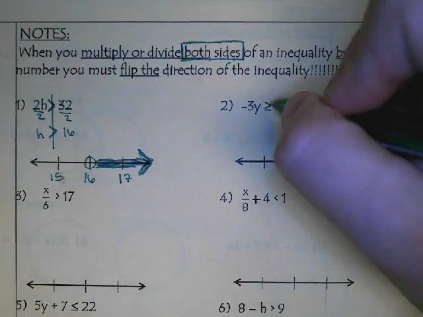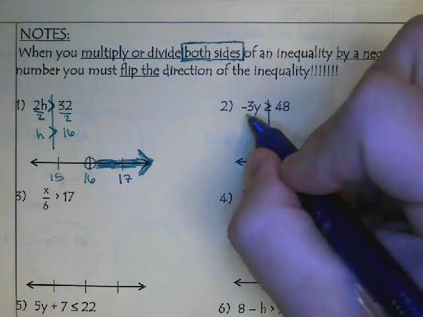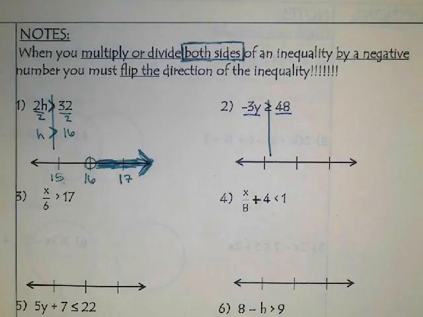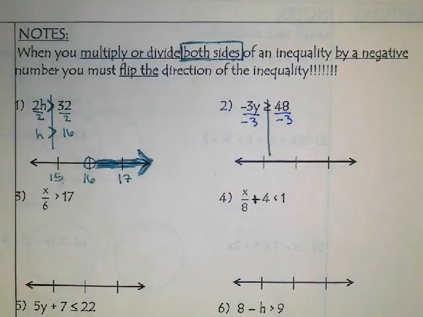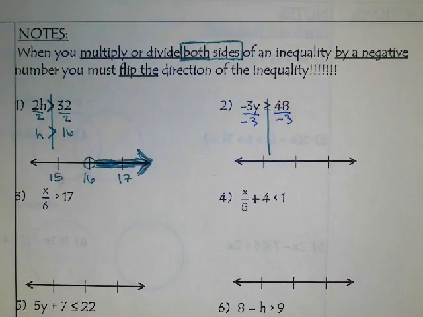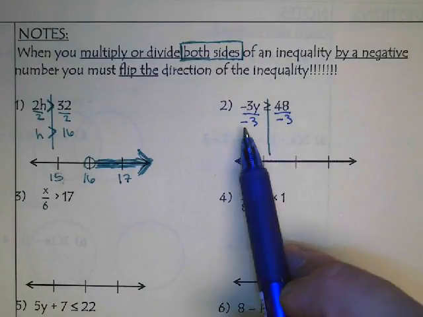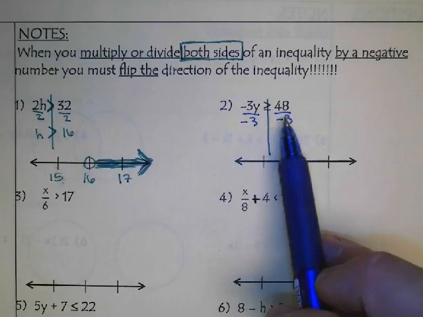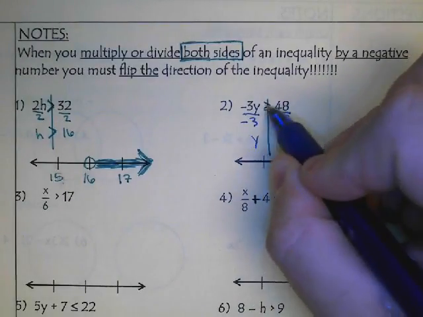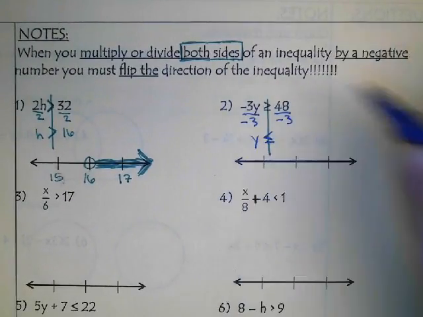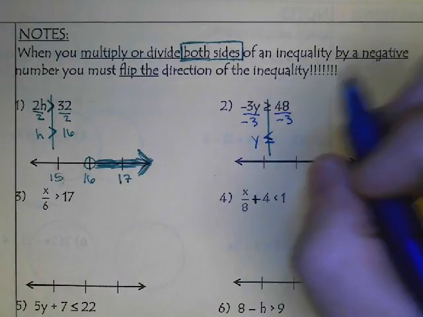Let's look at number 2. Now, when I set this up, I'm going to divide, but what am I dividing both sides by? Both sides will be divided by a negative 3. So here's that instance where I'm dividing both sides by a negative, not just one side. I'm dividing both sides by that negative 3. So I have my y. When I divide both sides by a negative, my sign will flip. And then we'll do this division. 48 divided by negative 3 is negative 16.